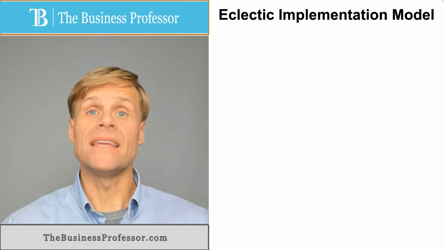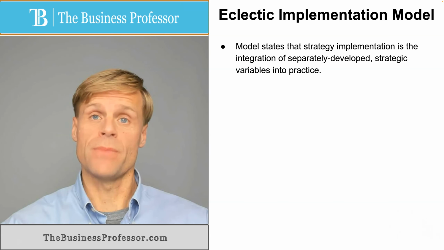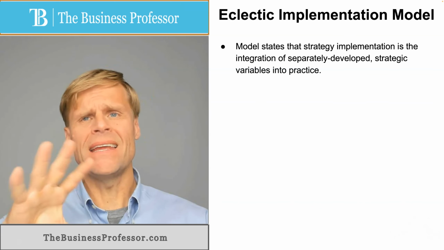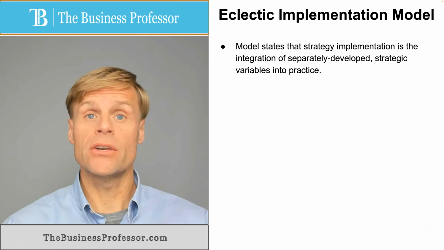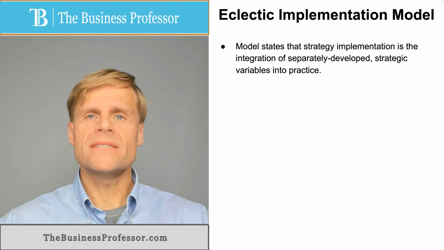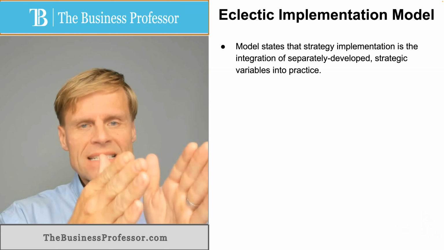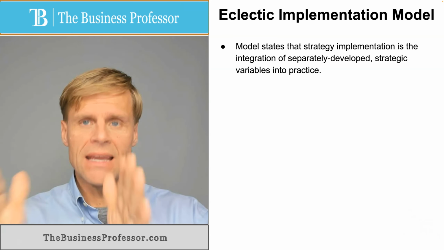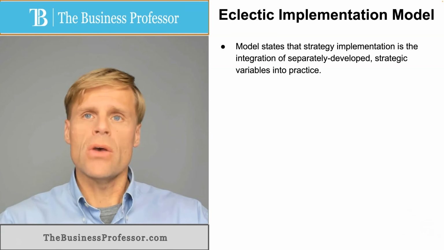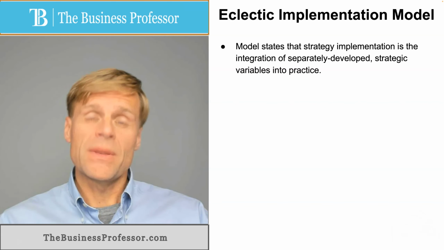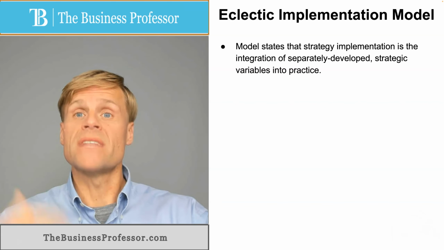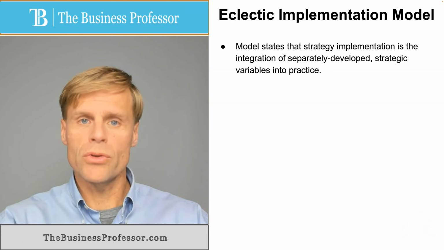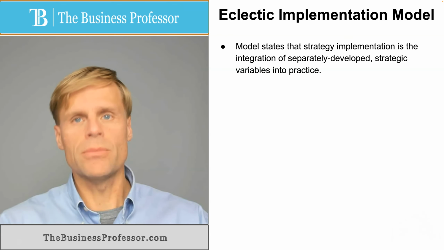What is the eclectic implementation model? Well, this is a model or a theory, if you will, that posits that anytime you're implementing strategy in an organization, it requires the integration of separately developed strategic variables into practice. So, strategy implementation is a lot of variables that you have to make certain are in place to a certain extent if you want to effectively implement a strategy.